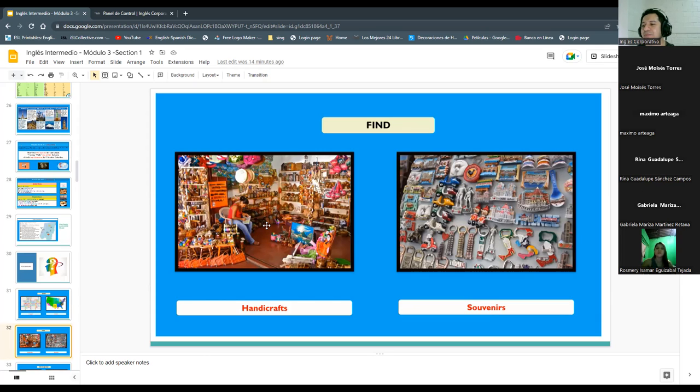And souvenirs. Souvenirs is kind of different, right? Because we can have different things. It can be a handicraft, can be a souvenir, but also different things that are not handicrafts. What is a souvenir in Spanish? Como un recuerdo. Un recuerdo, exactly. So for example, if I go to Mexico and I bring a sombrero, that can be a souvenir, right? A souvenir or any other handicraft, perfect.